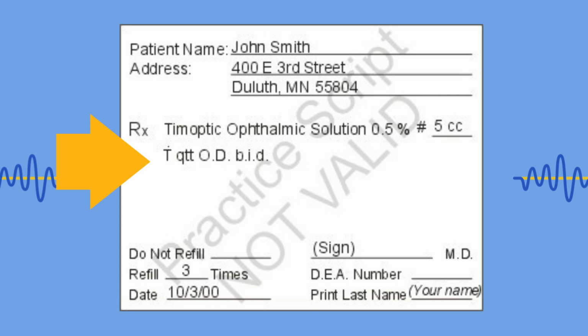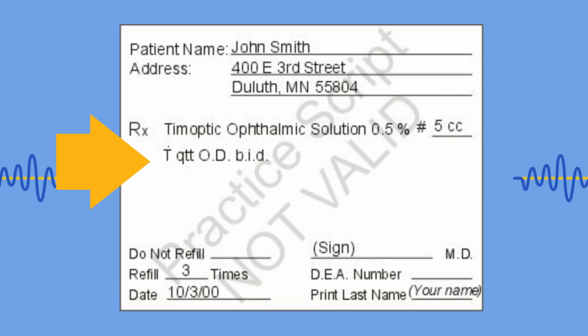Now look at the abbreviation OD on the prescription. That stands for Oculus Dexter, which is Latin for right eye. So, whenever you see OD, it means the medication is for the right eye. Finally, we have BID, which you've probably seen before. It's short for bis in die, meaning twice a day.